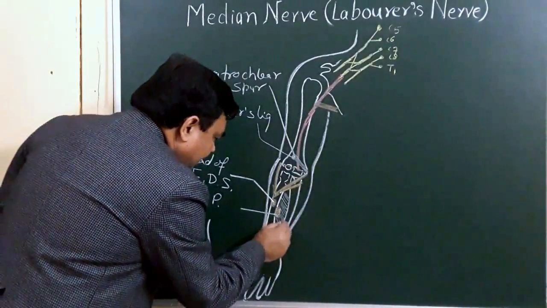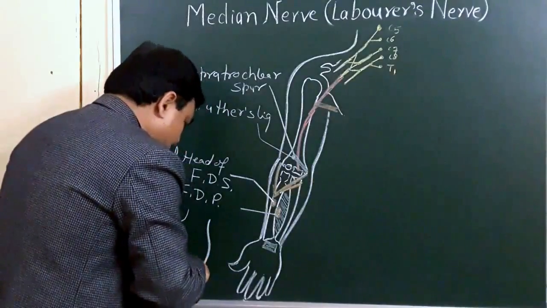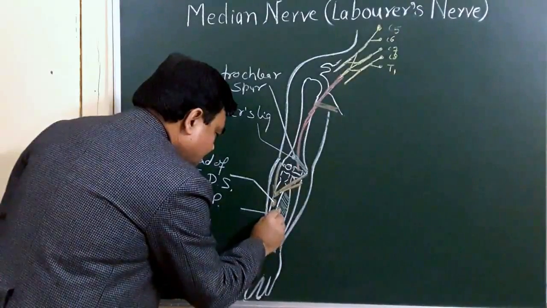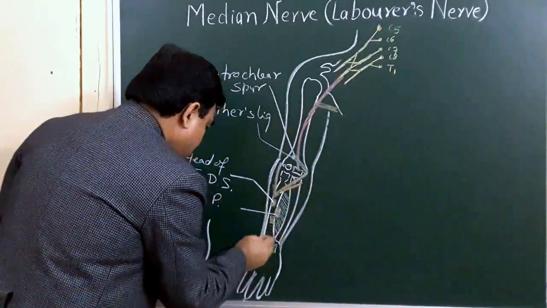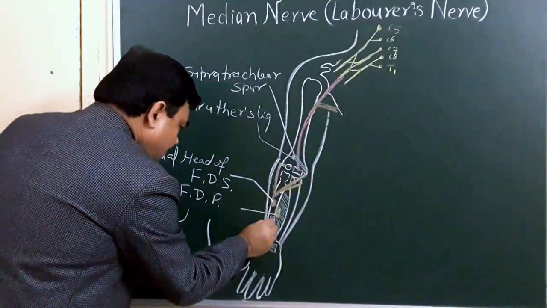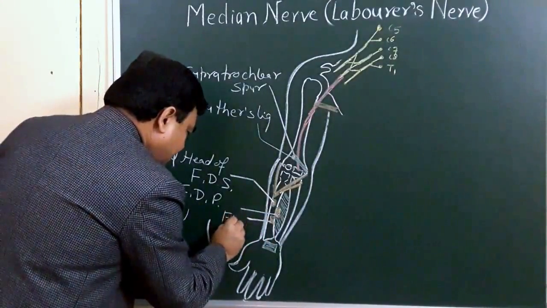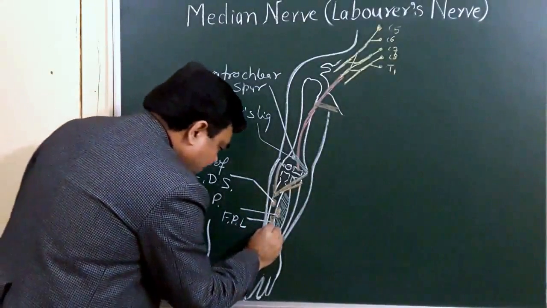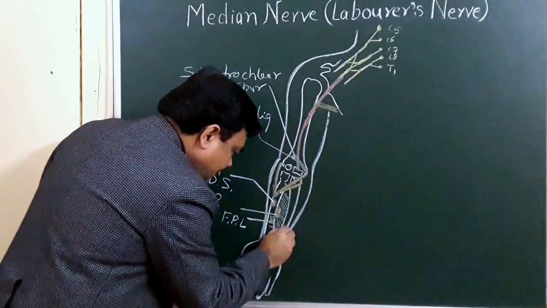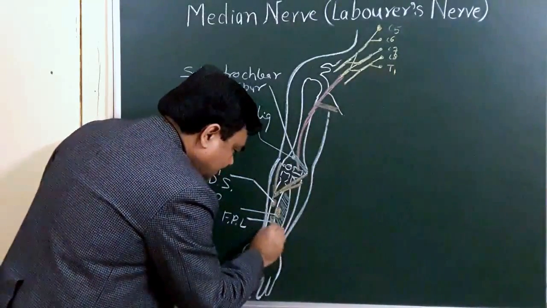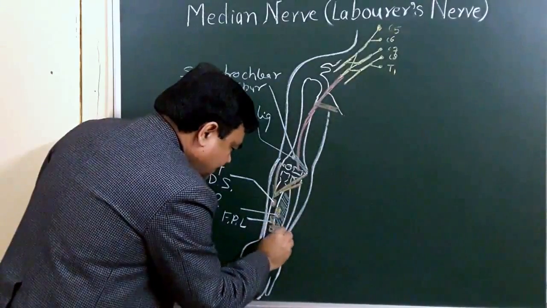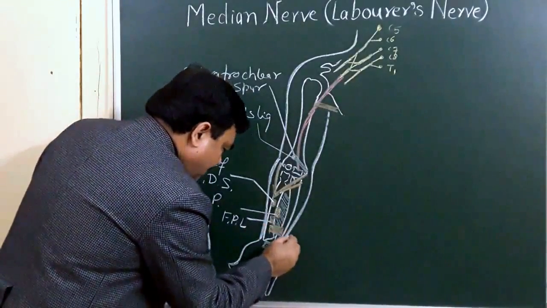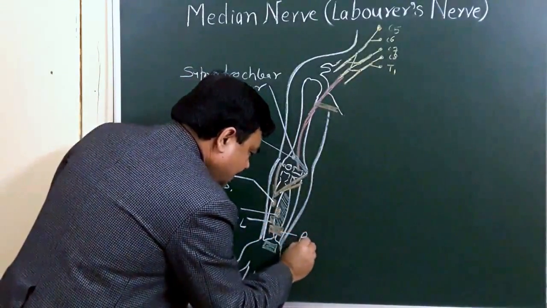And the muscle is the flexor pollicis longus. This is the flexor pollicis longus. And another muscle is present here. This muscle is the pronator quadratus.